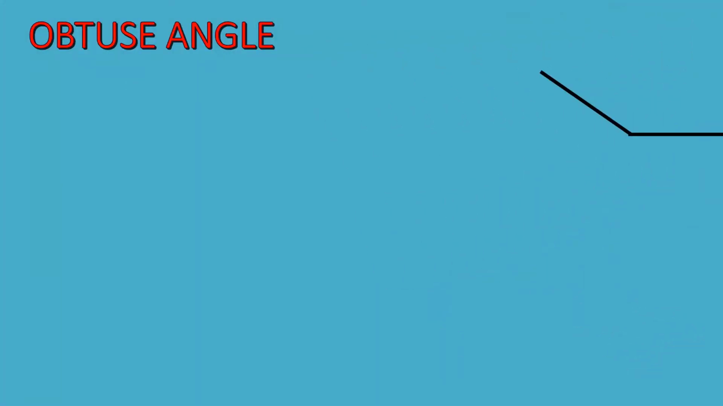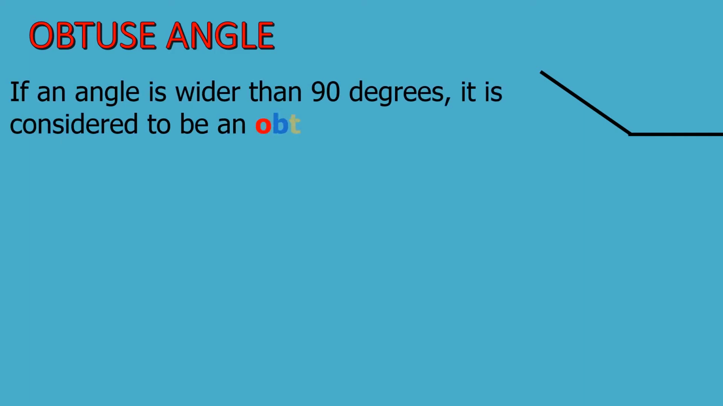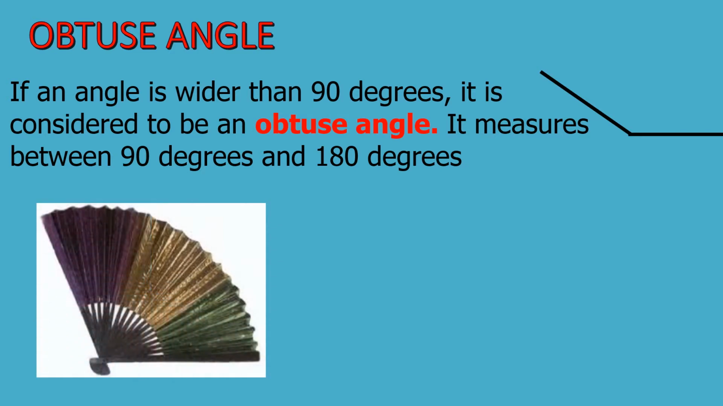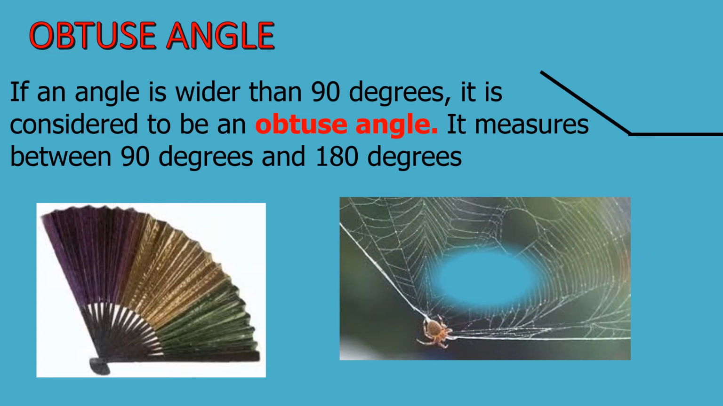Such types of angles are called obtuse angles. If an angle is wider than 90 degrees, it is considered to be an obtuse angle. It measures between 90 degrees and 180 degrees. Obtuse angle means it is more than 90 degrees, less than 180 degrees. Just have a look at these pictures which show obtuse angles.